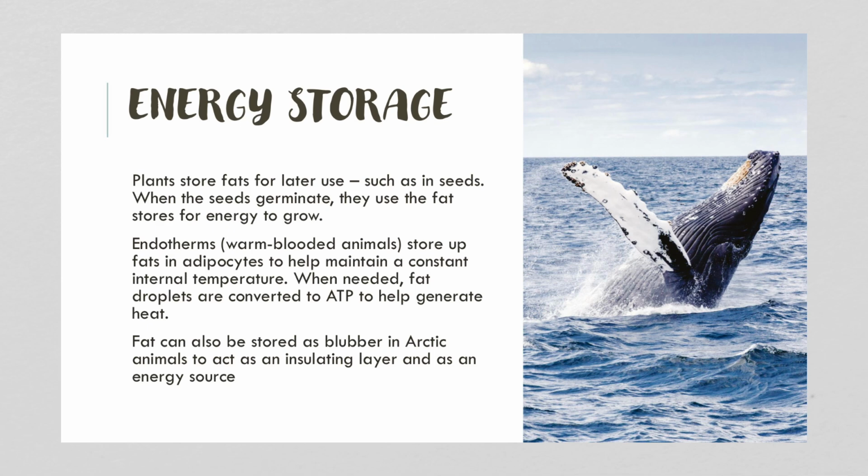Endotherms, which are warm-blooded animals like us, store up fats in adipocytes to help maintain a constant internal temperature. But then when needed, fat droplets can be converted to ATP to help generate heat. Fat can also be stored as blubber in Arctic animals to act as an insulating layer and also as an energy source.